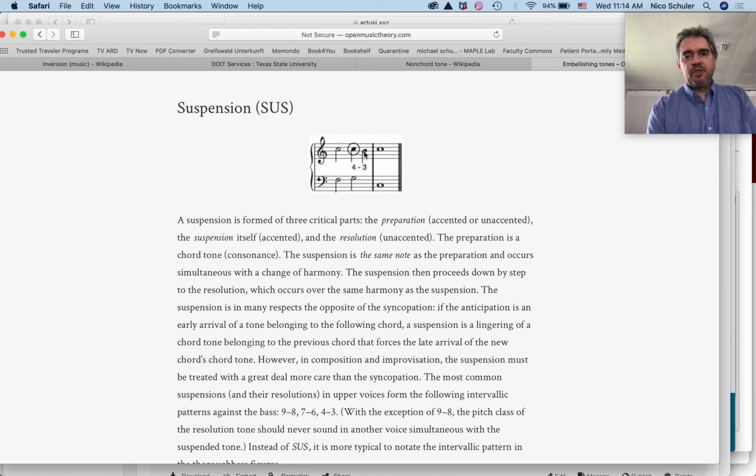And that suspension is resolved down by step. We usually label suspensions by the interval between the bass note and the non-chord tone. So the C is a fourth above G. It's technically an octave and a fourth, but we just call it a fourth. So this is a 4-3 suspension, because a G to C is a fourth, G to B is a third.